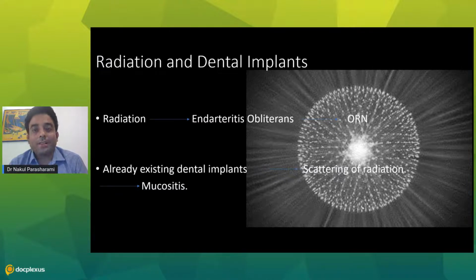Various other techniques are used, such as microvascular surgery, where the blood supply to the bone has been established, and dental implants are placed. With the advent of all these things, we need to consider whether to give dental implants in an irradiated patient or not. Radiation leads to endarteritis obliterans, that is, occlusion of the small arterioles, which eventually leads to osteoradionecrosis.